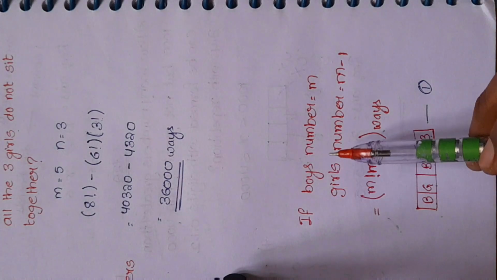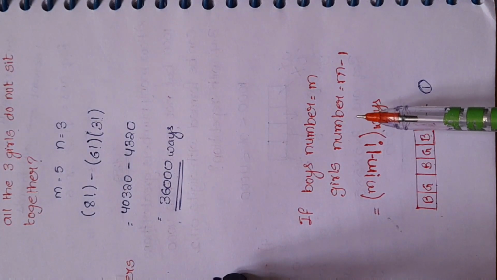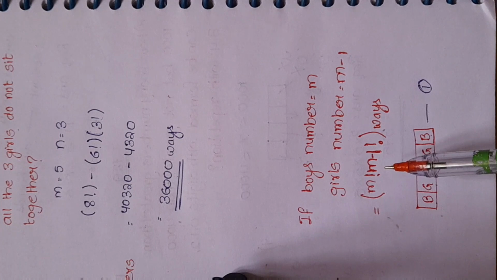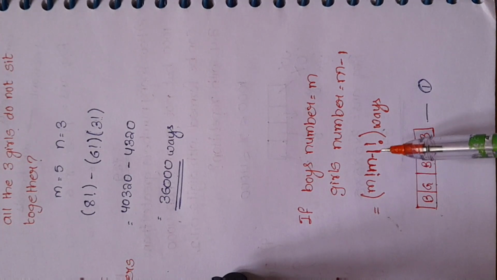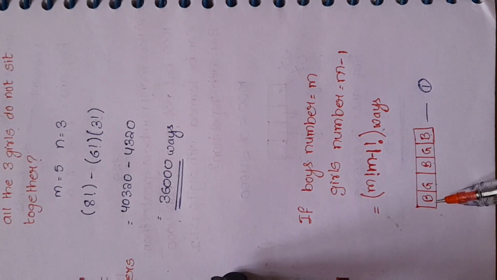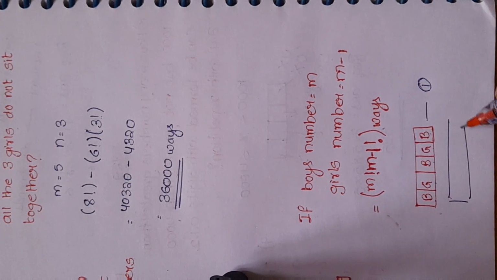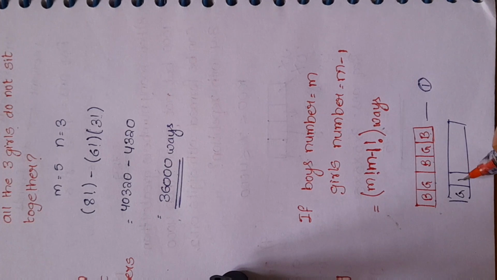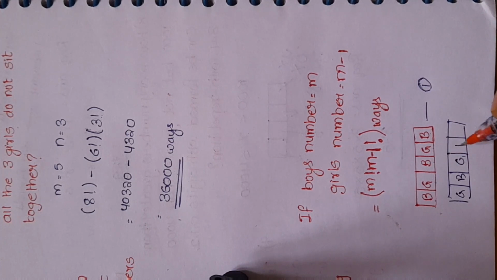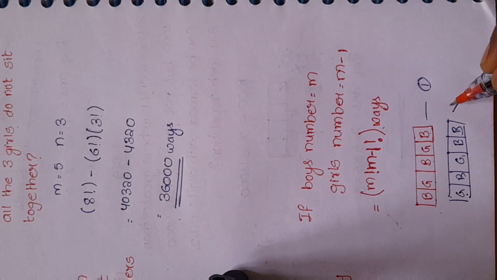And in the same problem, if the number of boys is m and girls number is m minus 1, the number of ways they can be placed in alternate way is m factorial into m minus 1 factorial. Because if we place a boy first, then girl, then boy, then girl and then boy. If we place the girl first, next should be boy, next should be girl, next should be boy. Here also we get the boy if we place the girl first. So this is not correct.